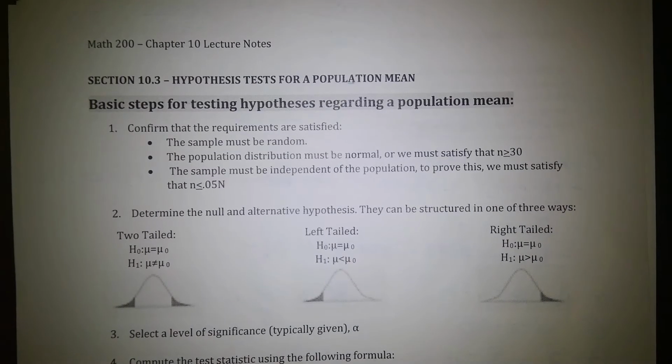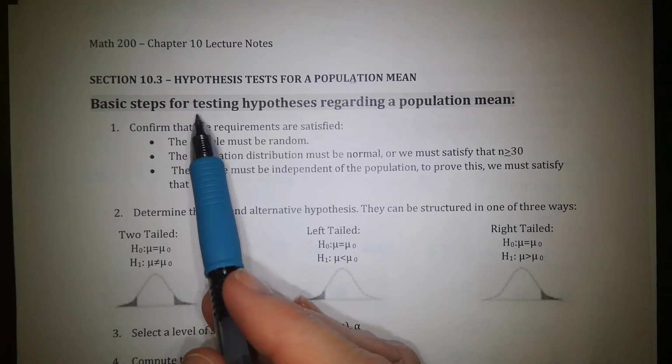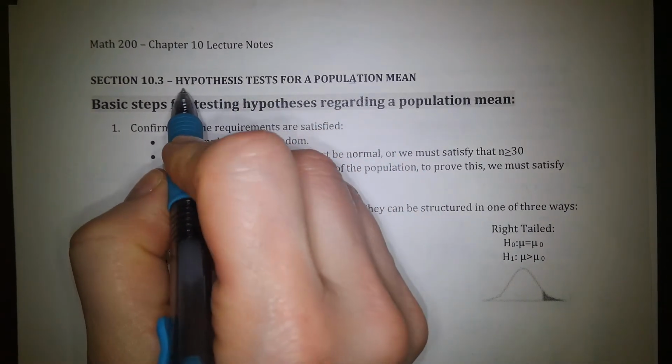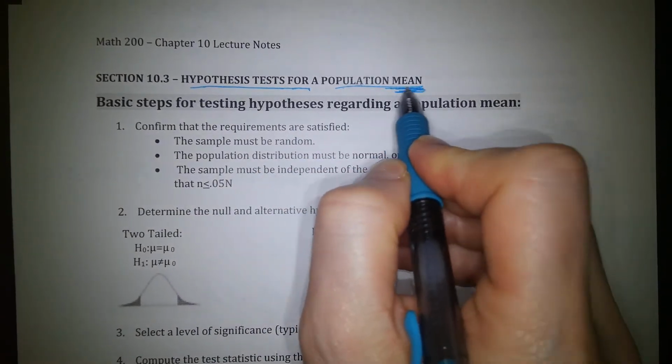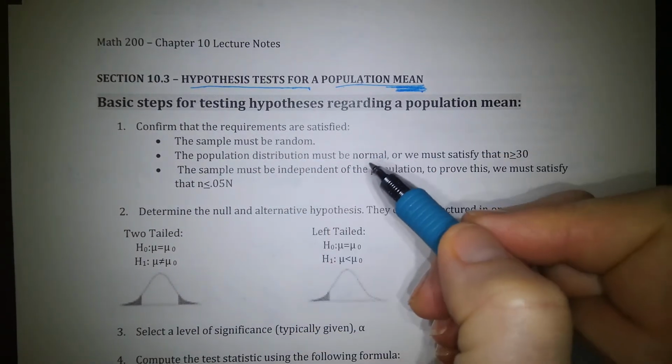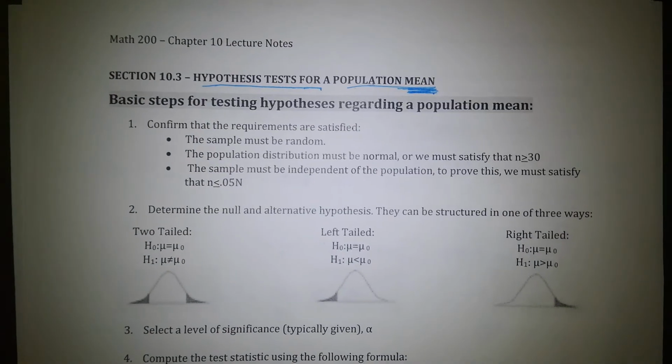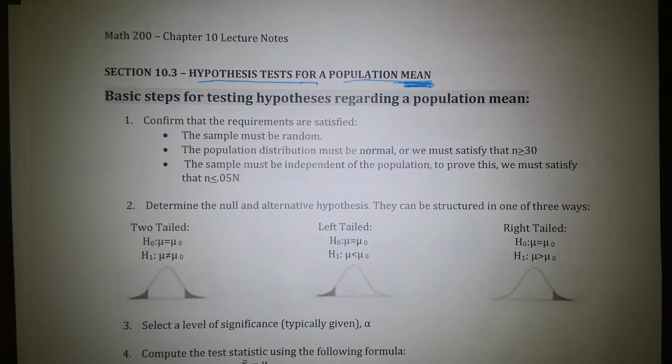Okay, so let's go back to the notes. We're now entering section 10.3, which we're going to be discussing hypothesis tests of a mean. So we've discussed proportions already, so now we're going to talk about means. And the steps are the same, but the equations may differ.